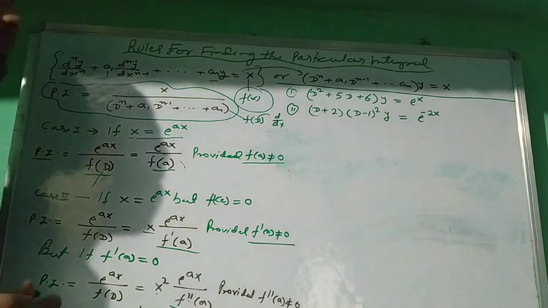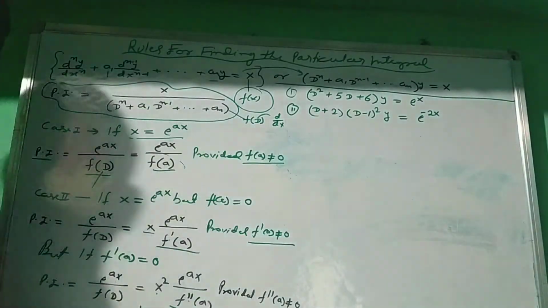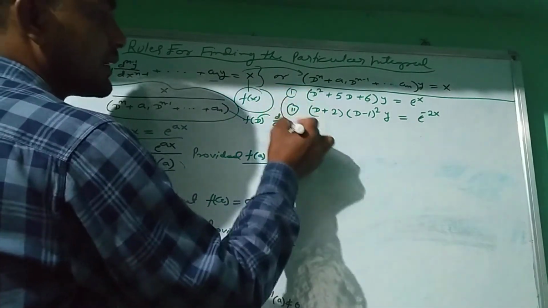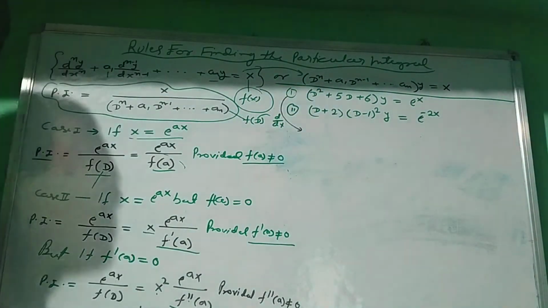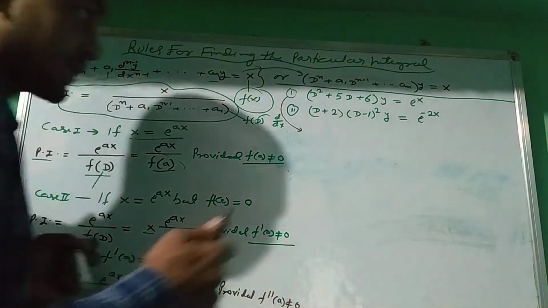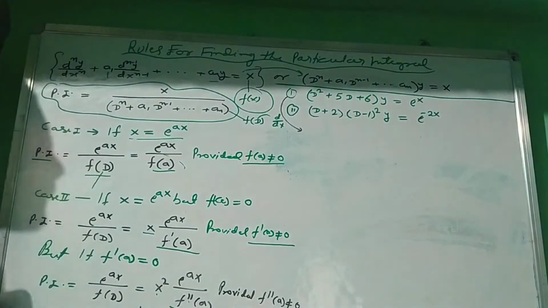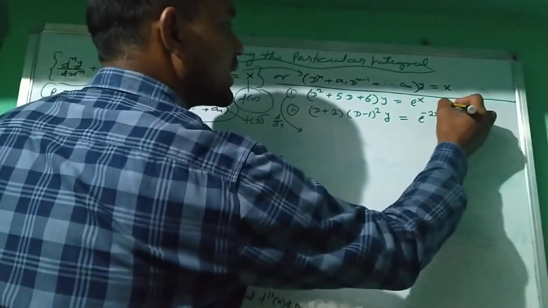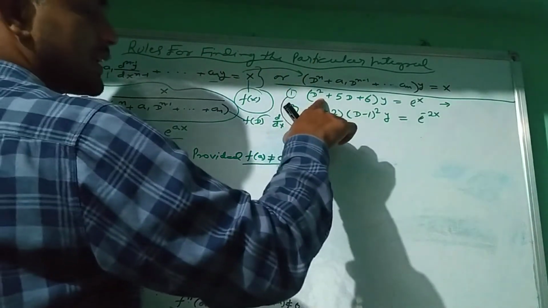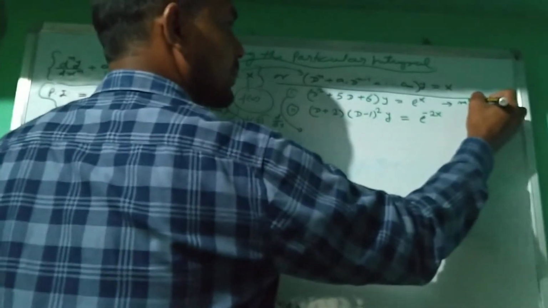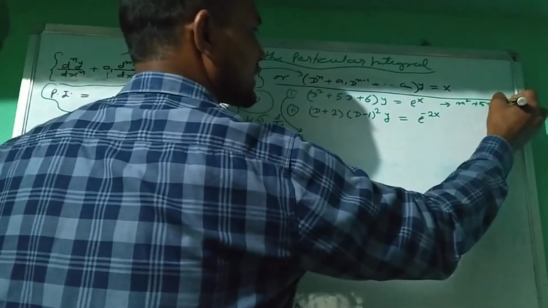Let us take an example of case first. This is the question: D square plus 5D plus 6, y equal to e to the power x. In this question, if we want to calculate the particular integral, because we already know about the complementary function, the complementary function of this question is, first we need to calculate the roots of the auxiliary equation. The auxiliary equation is m square plus 5m plus 6.